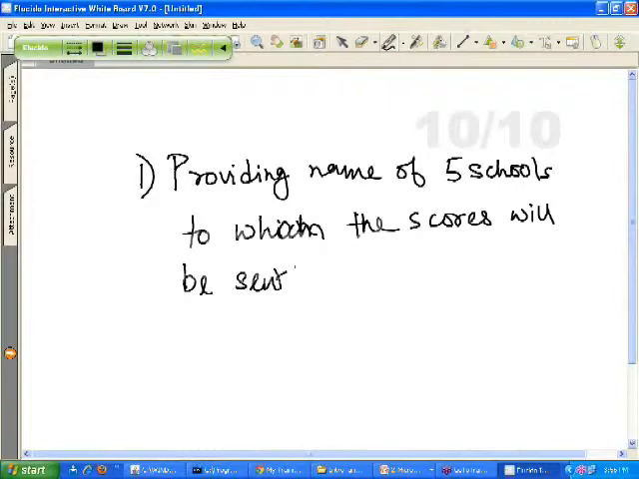Don't waste too much time trying to figure out the names of 5 schools. I think a lot of students waste more time worrying about which 5 schools they need to select than worrying about the test. Don't worry. Go with a gut feel.